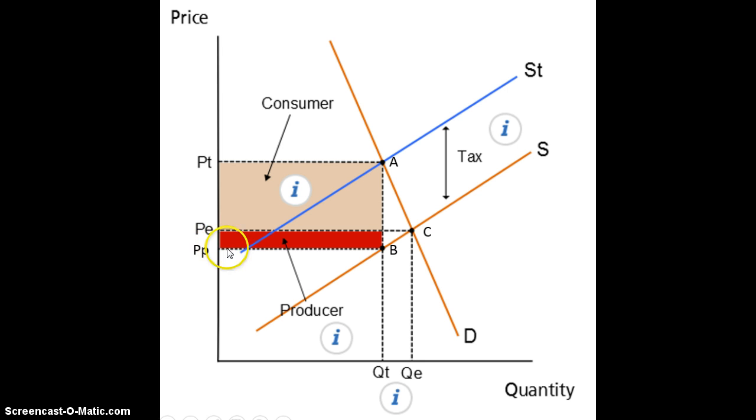So the consumers pay most of this tax. However, the producers have to pay this amount of tax. So effectively, they get a lower price now. Where they used to get PE, they now get PP. This means both consumers and producers have less surplus.